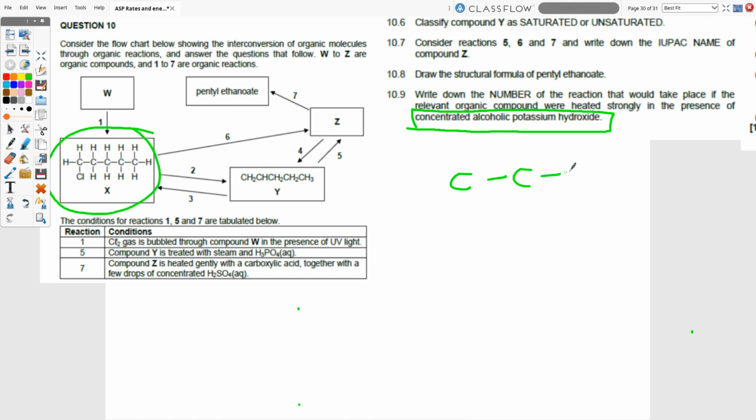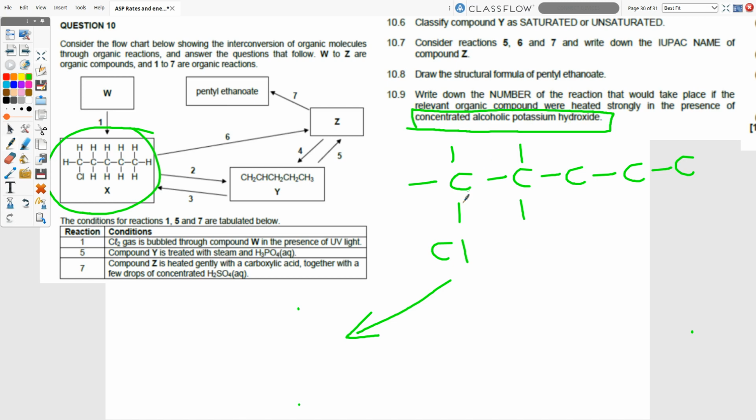So it's 1, 2, 3, 4, 5 again. And what happens is, if you have a haloalkane, there's two things that can happen. I'm just going to do it so that you can remember. Remember, if we kick out this Cl, which means it's substitution, then we're going to replace it with an OH, which means it's going to be called hydrolysis.